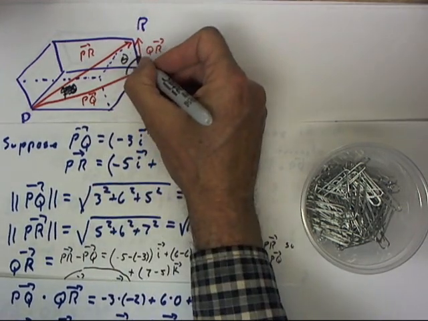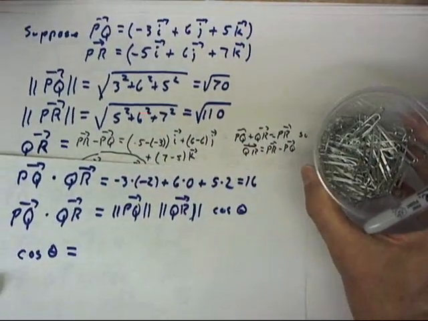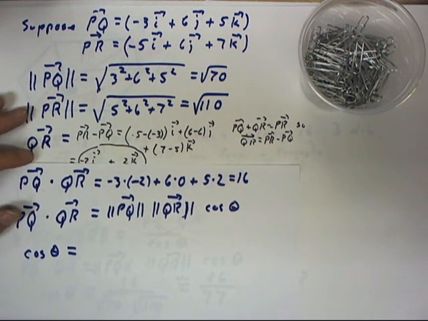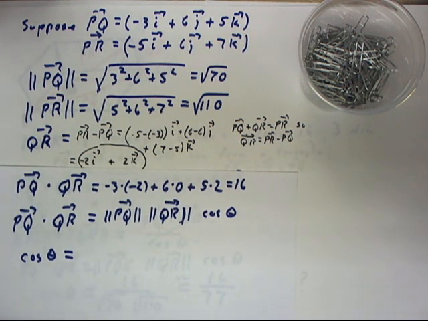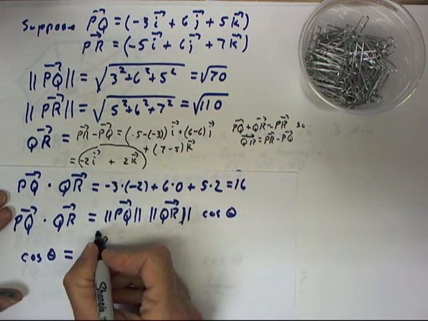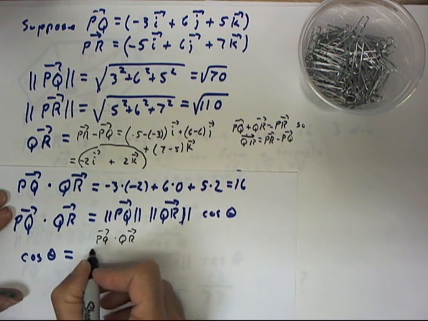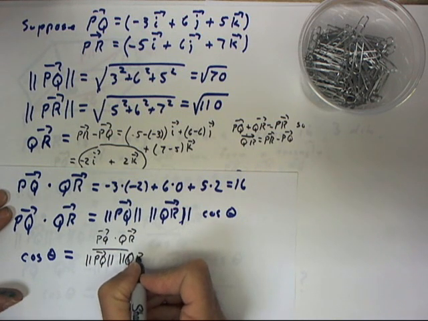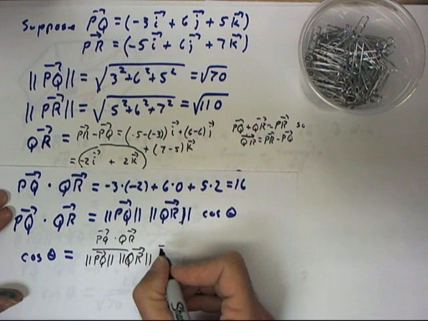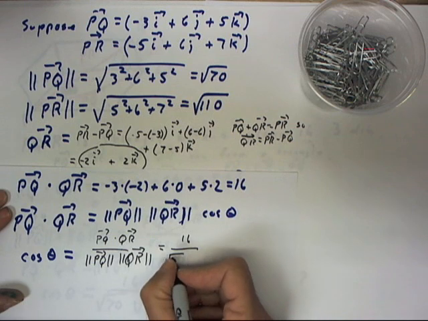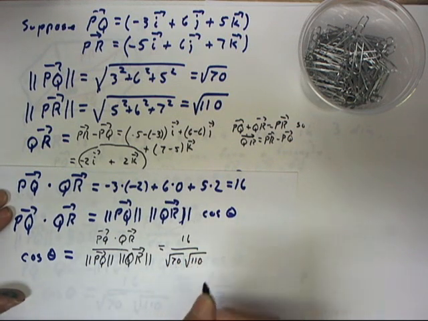Now, this angle looks like it's fairly close to a right angle, which means that we would expect the cosine to be fairly small. Cosine of a right angle is 0. Let's see what we get. The cosine of theta would be PQ dot QR divided by the magnitude of PQ multiplied by the magnitude of QR, which in this case is 16 over the square root of 70 times the square root of 110.